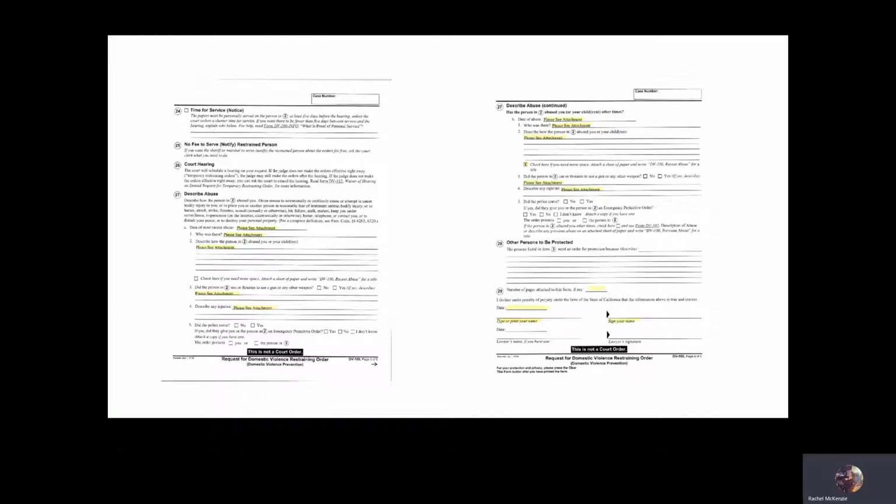This is what the forms look like on the DV 100, and all of the highlighted spots are places where we have written, "Please see attached." So in other words, you wouldn't have to rewrite your story here on each line on each form if you've already written your story one time. That just makes it easier for you to get the forms completed because we know that there's a lot of forms to fill out.